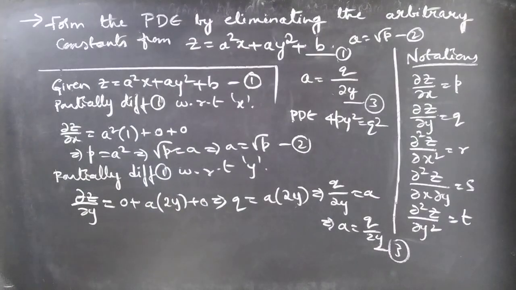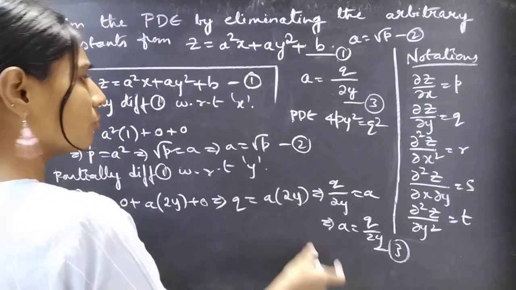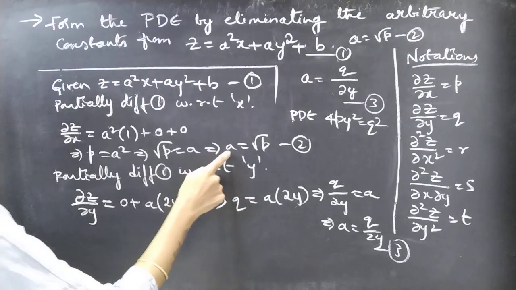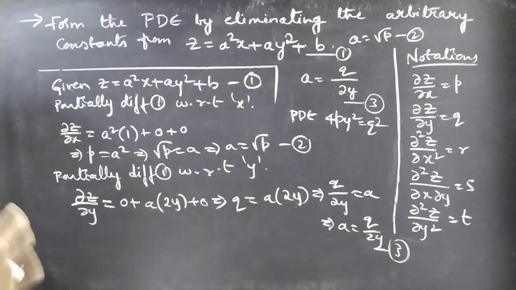Now observe 1, 2 and 3. So you have a equals root p and a equals q by 2y. You can substitute any of these a in 1, but by substituting any of these two, we can just eliminate a, but not this b, right? b remains the same. That is, arbitrary constants won't get eliminated by substituting 2 or 3 in 1. So what we'll do is, we'll just observe 2 and 3.